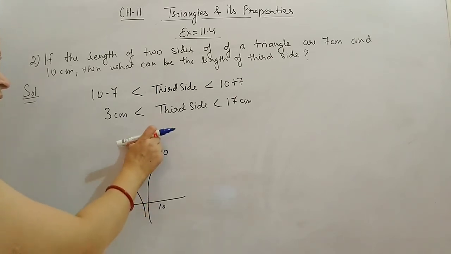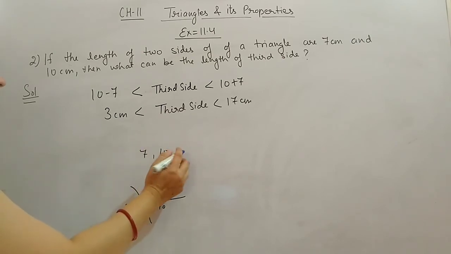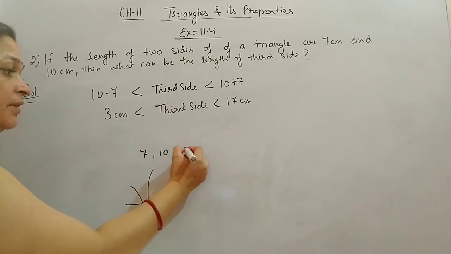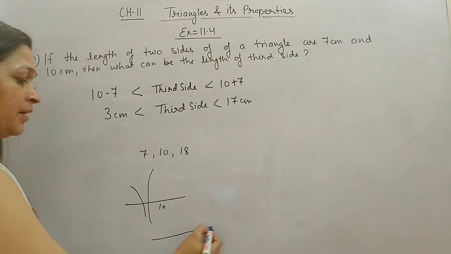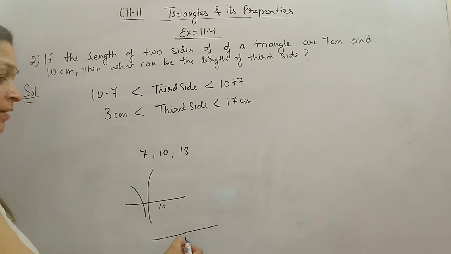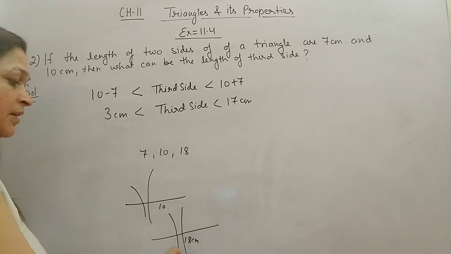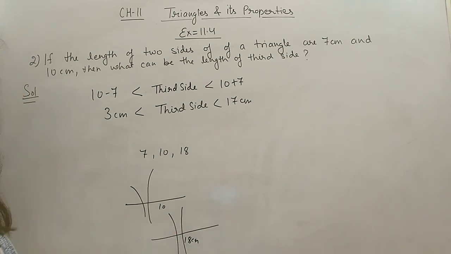Same thing if you take more than their sum, meaning more than 17, say 18. If you draw an 18 centimeter line, you get the same condition: from one side a 7 centimeter arc, and from the other side a 10 centimeter arc. Again there will be a gap between them, these two arcs will not meet each other, and the triangle is not possible.